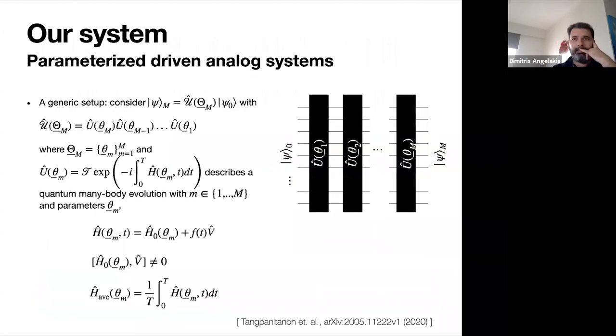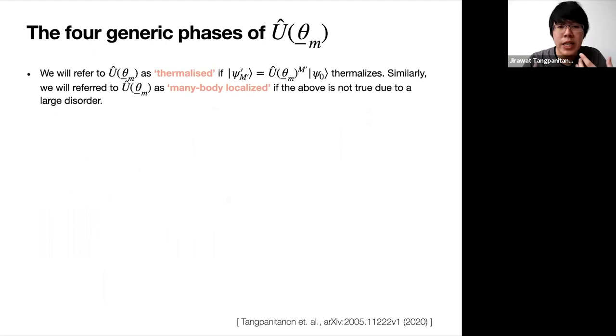Okay. Now the setting is actually exactly the same as before. So you have a driven analog system, but now the only difference is it's not periodic anymore. So for each layer, I'm gonna change some parameters in my Hamiltonian. But other than that, the rest is the same. Now I'm gonna define some generic phases that are associated with this unitary. U here is just one layer. I'm gonna call it thermalized if I take this layer and I apply it many times to any state, and that state thermalizes. And I'm gonna call this U many-body localized if that is not true because of a large disorder.